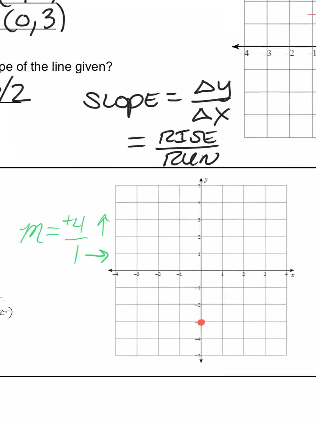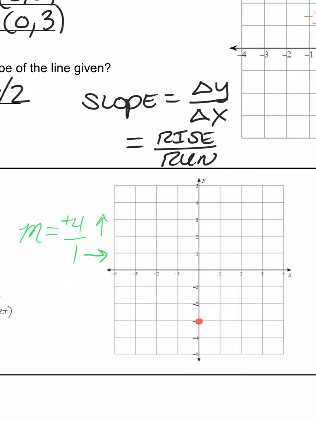All right, let's take a look. We're going to go up 4. I'm going to go up 1, 2, 3, 4, and to the right by 1. Here is my next point. You can go up 4 again if you'd like: 1, 2, 3, 4, and right by 1. Here's another point on the graph. You can go backwards. You only need 2 points, however.